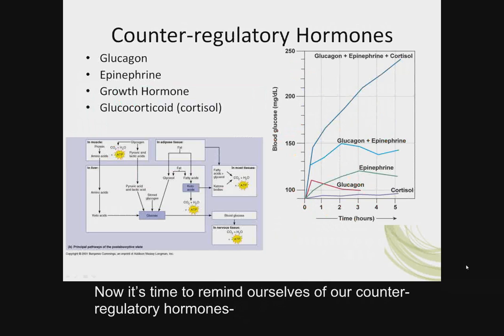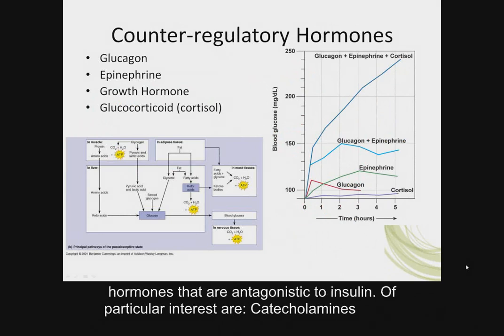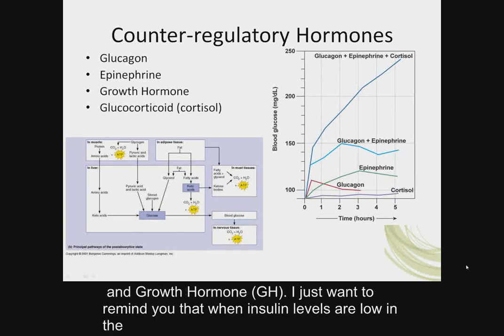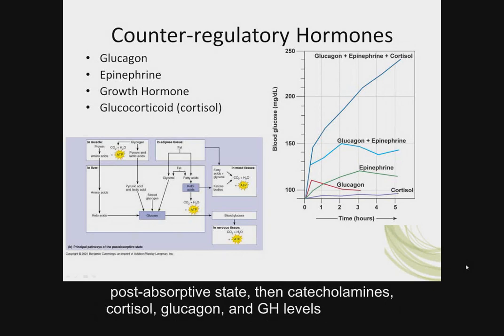Now it's time to remind ourselves of our counter-regulatory hormones, hormones that are antagonistic to insulin. Of particular interest are catecholamines such as epinephrine and norepinephrine, cortisol, which is a glucocorticoid, glucagon, and growth hormone. I just want to remind you that when insulin levels are low in the post-absorptive state, then catecholamines, cortisol, glucagon, and growth hormone levels increase.